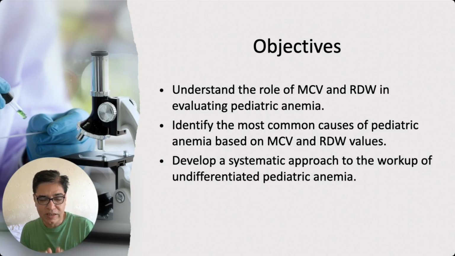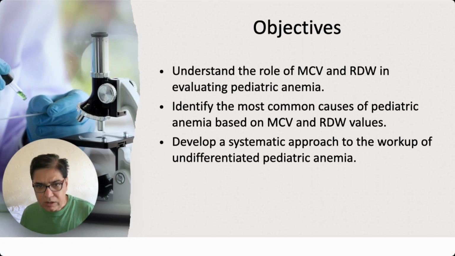So we need to understand the role of this average volume of the RBC, and another factor which we never pay attention to, and that is the red cell distribution width. How do these two combine to help us in further narrowing down the differential diagnosis? So we will be using MCV and red cell distribution width to pinpoint the diagnosis. We will also talk about the common causes of pediatric anemia based on the combination of MCV and red cell distribution values.